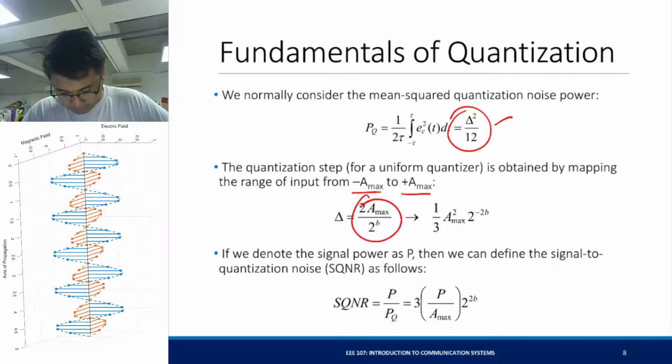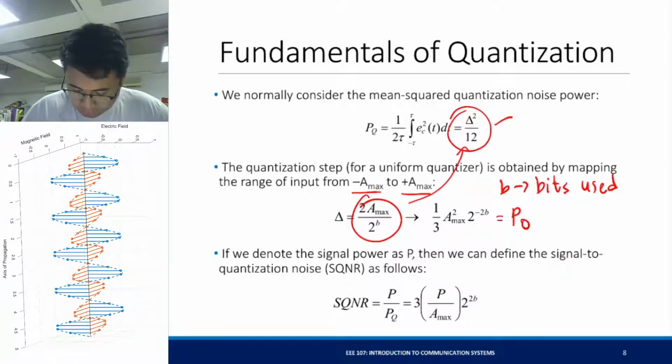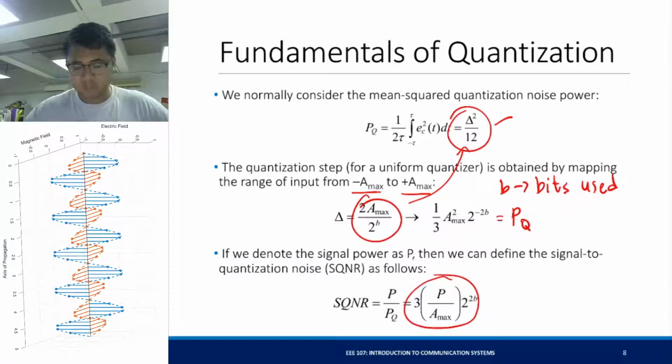Okay? And this B here represents the number of bits used. Okay? And if we plug that in here, we get this expression for the quantization noise. So now, if the signal power is P, then we can define the signal to quantization noise ratio to be equal to this value.